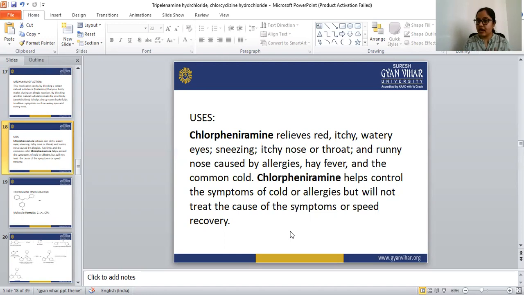How are these symptoms caused in our body? Because of the histamines and the acetylcholine. So this CPM helps to control the symptoms of the cold and allergy, but will not treat the causes of the symptoms or provide a speedy recovery. These are the uses of the CPM.